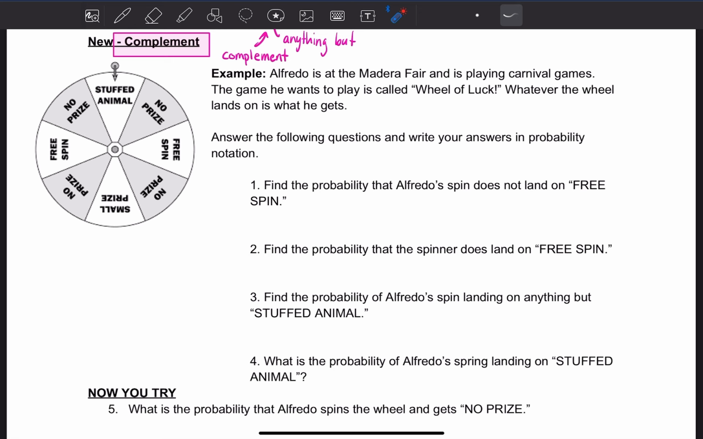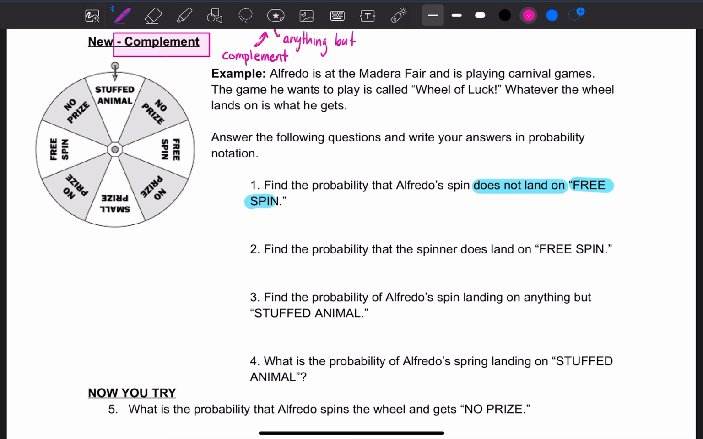All right, hopefully you tried those out. Let's go ahead and answer these. Number 1, find the probability that Alfredo's spin does not land on free spin. Okay, so let's talk about what the outcome is here. The outcome is not free spin. Okay, the outcome is does not land on free spin.